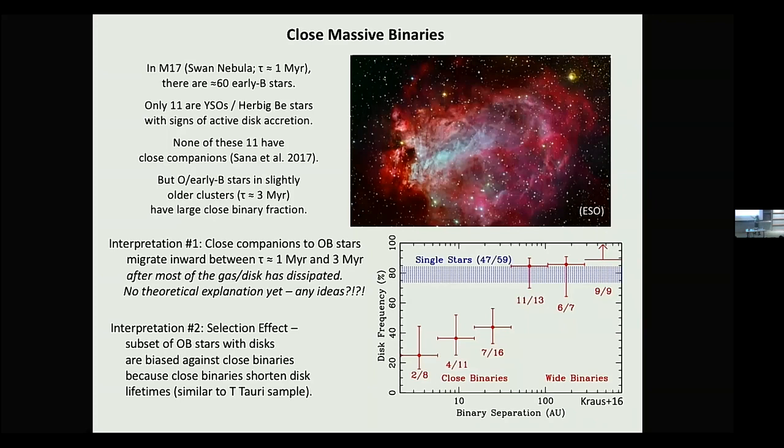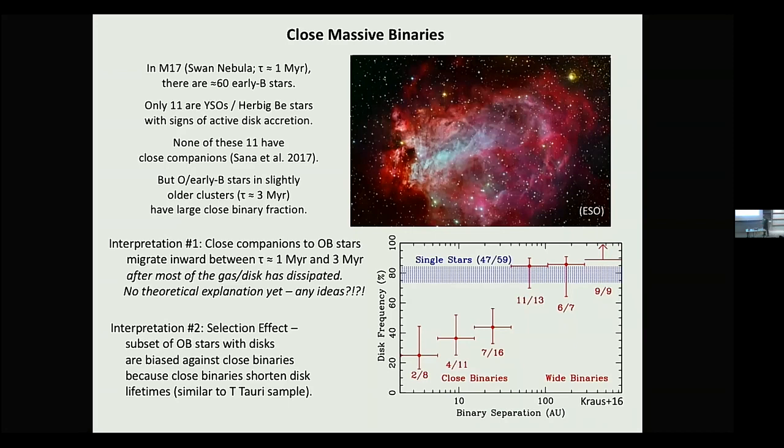We're picking the subset of OB stars with disks. They're biased against close binaries, because we know by looking at tertiary stars that close binaries shorten the lifetime of the protostellar disks. And here's an example of the tertiary star sample where you can see that the disk fraction of close tertiary binaries is less than that of single stars or wide binaries. So does anybody have an idea of how to get migration without a disk in 2 million years? Selma?